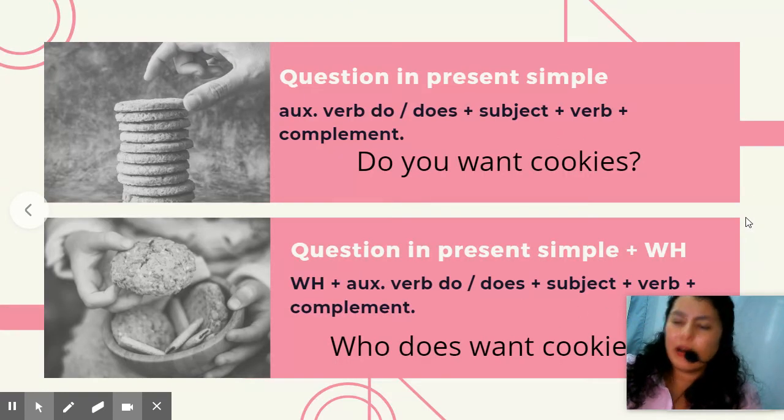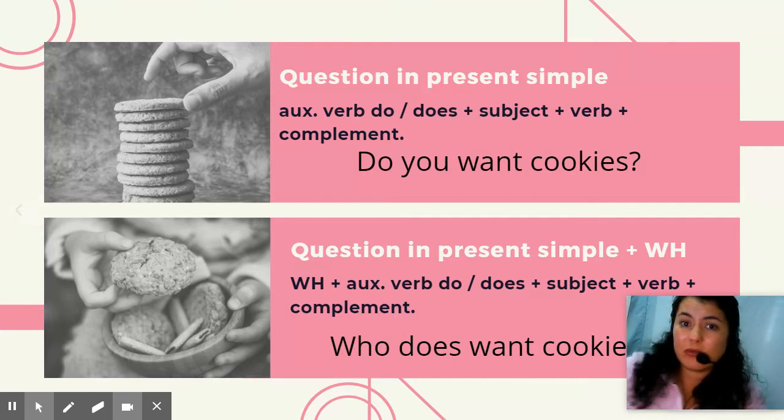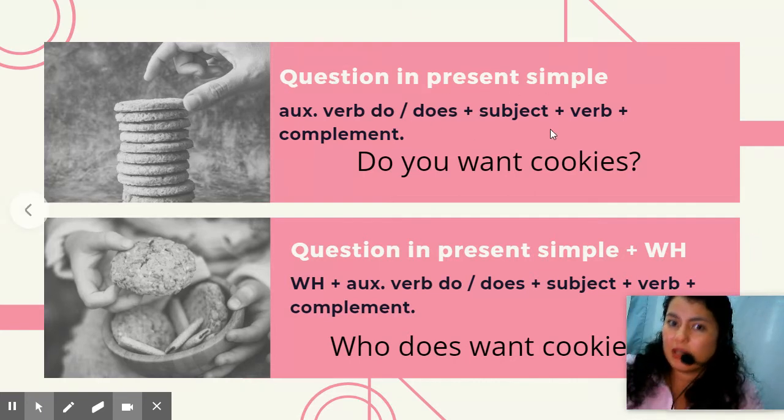Then, how do we make these questions? First, we need to do a question in present simple, and that is made by an auxiliary verb do, like this, or does in the case of he, she, and it, then a subject, the verb, and the complement. Then you have auxiliary verb do, subject you, the verb, and the complement.